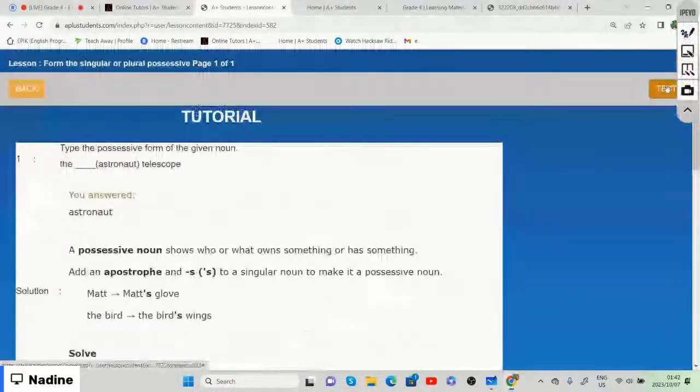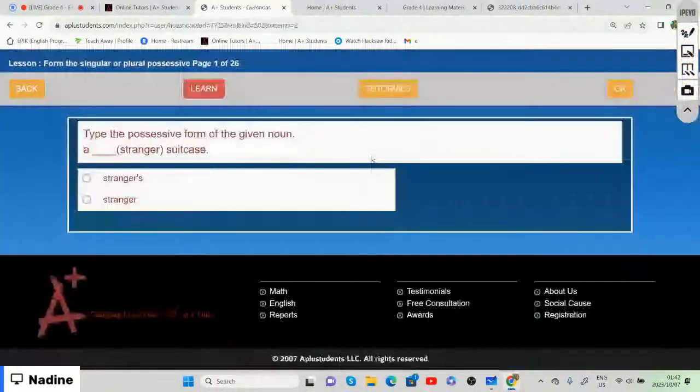Now let's go to our test. And yes, oh, not forgetting, guys, remember our sentences, it starts with a capital letter. So well done. Thank you for correcting me. Sentences start with a capital letter and always end with a period, whether it is a period or an exclamation mark or a question mark. All right, so now we're going to type the possessive form of the given noun. So we're going to choose which option is the correct one.